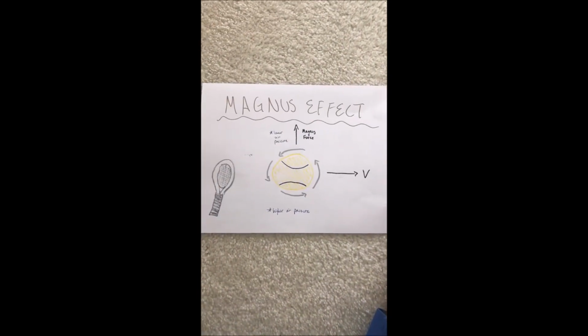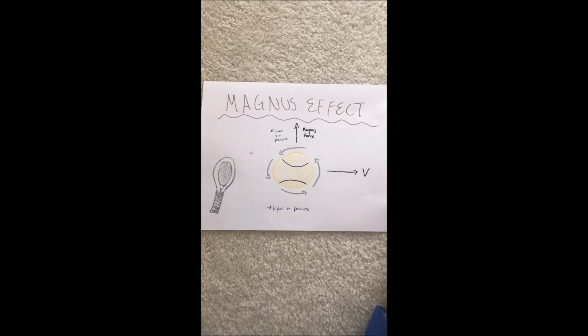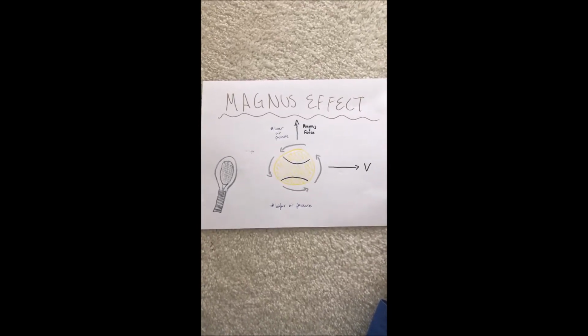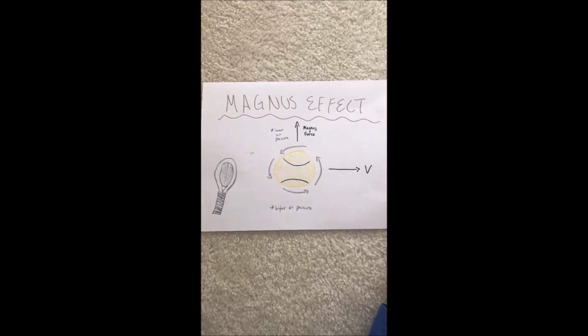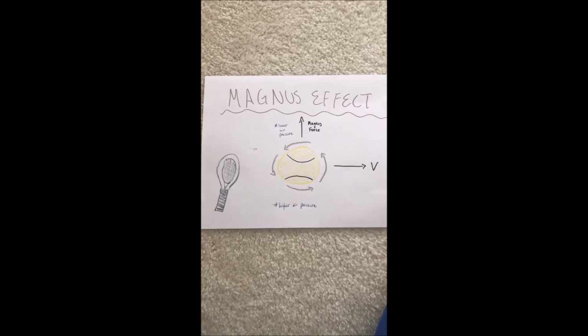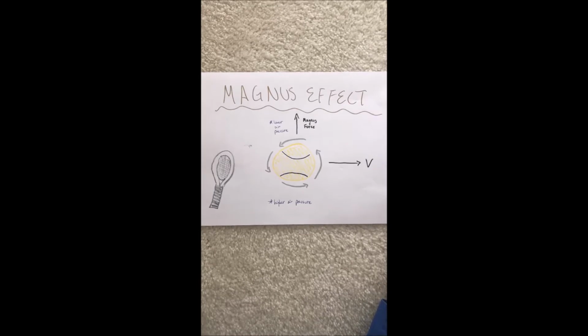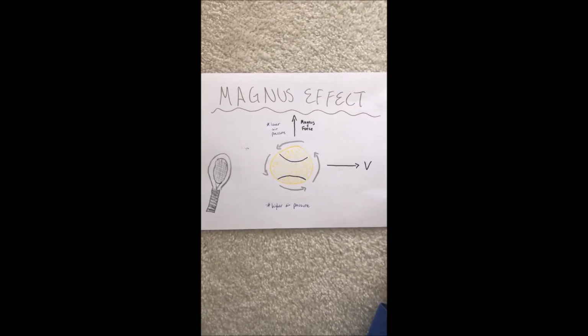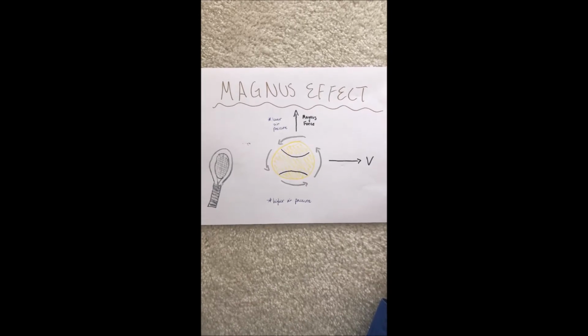So now that I've identified how important it is to get the ball up and over the net, it's also important to keep it within the boundaries. That makes it a fair shot and forces your opponent to return the shot with a fair shot themselves. This is where the Magnus effect comes into play, and that's how physics is related to tennis as well.